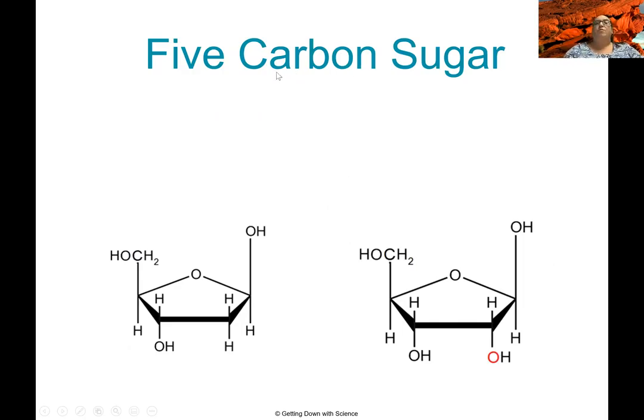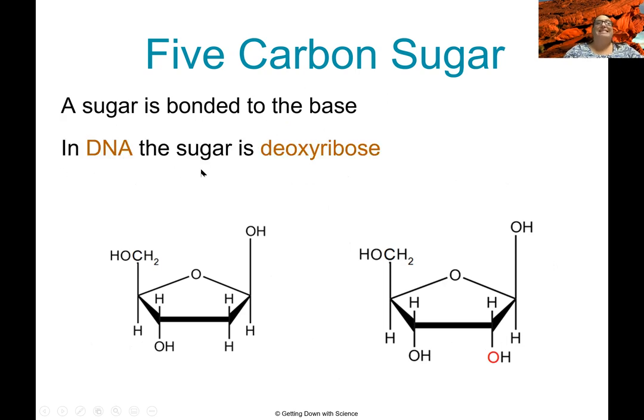And then, remember, the next part of our nucleotide was the 5-carbon sugar. This is one of the key factors that determines whether it's RNA or DNA. A sugar is going to be bonded to the base. In DNA, the sugar is deoxyribose. In RNA, the sugar is ribose.